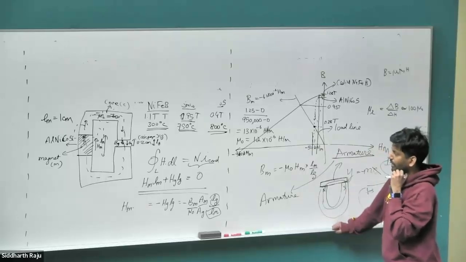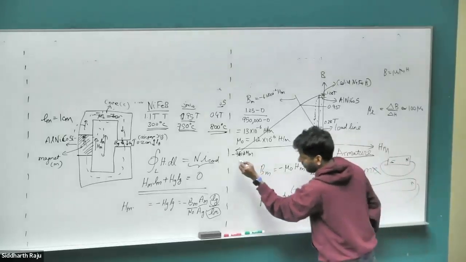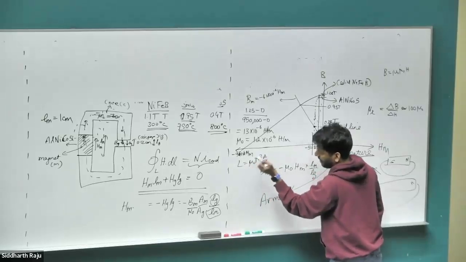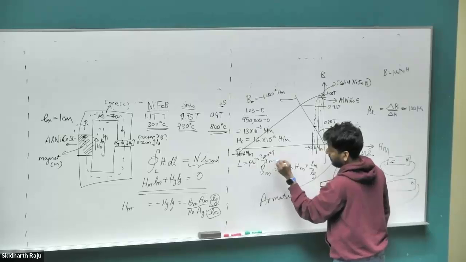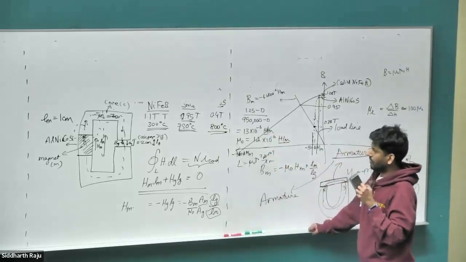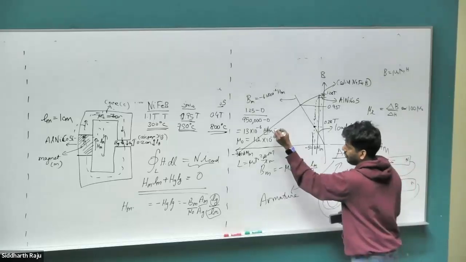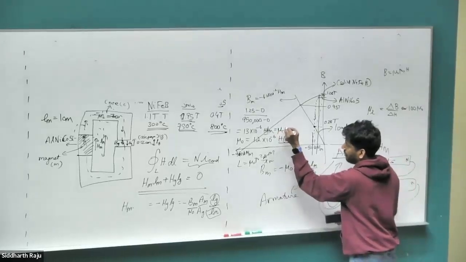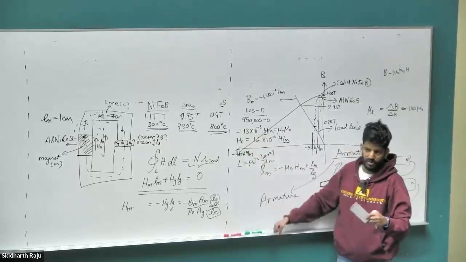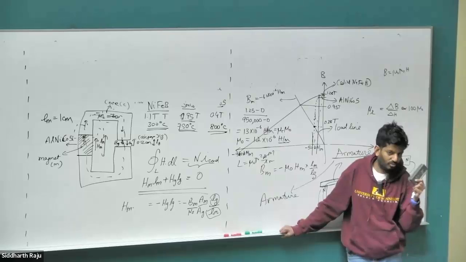In any case, L equals mu naught N squared, so it'll be Henry per meter because the meter squared over meter is meter. So yes, this is correct. If you look at the mu naught mu r term for the neodymium magnet, that is very close to the mu naught of the air gap. So neodymium magnets do behave like an air gap.